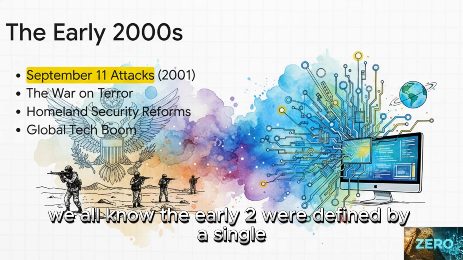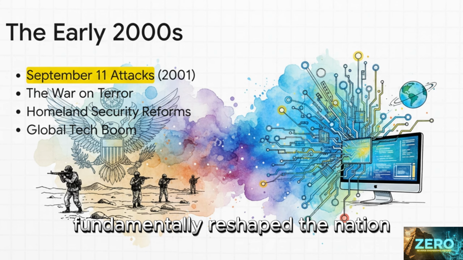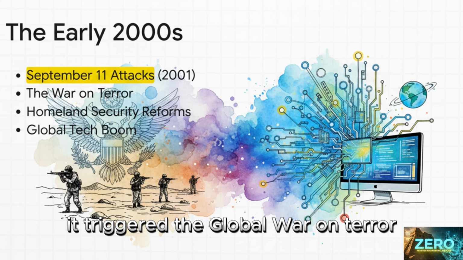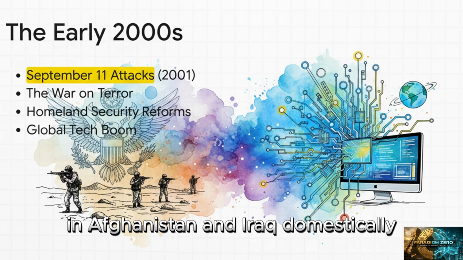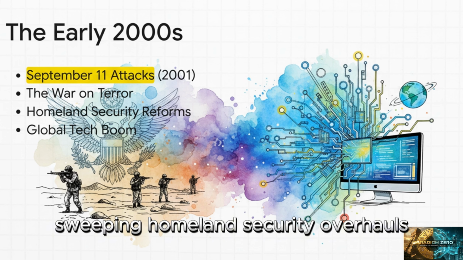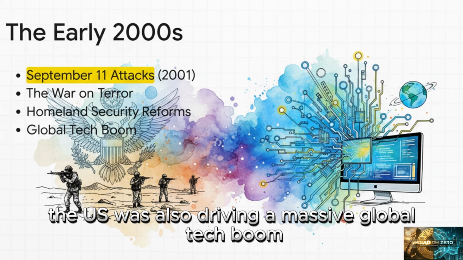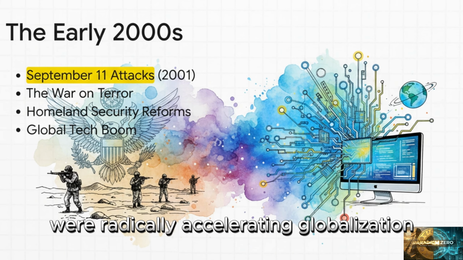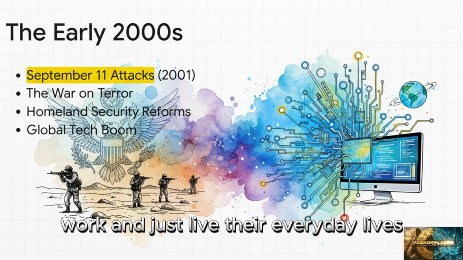We all know the early 2000s were defined by a single tragic day. The September 11th attacks fundamentally reshaped the nation. It triggered the global war on terror and led to nearly 2 decades of military involvement in Afghanistan and Iraq. Domestically, it prompted massive, sweeping homeland security overhauls. But at the exact same time all of this was happening, the US was also driving a massive global tech boom. The internet and new technologies were radically accelerating globalization, completely changing how human beings communicate, work, and just live their everyday lives.